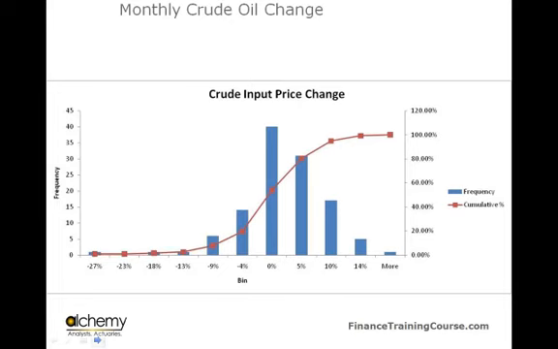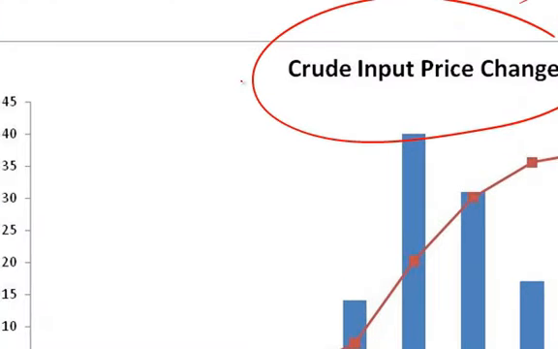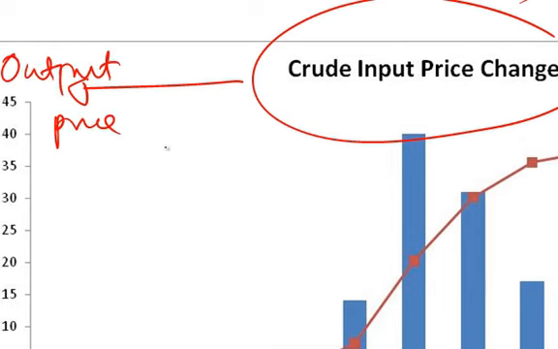So if you go back to the original table where we looked at crude oil input prices, this was just a first step. If I build a sequence for my model, I'm saying my first step is this. My next step is the impact on output prices. So this is a relationship that I need to figure out in the model.